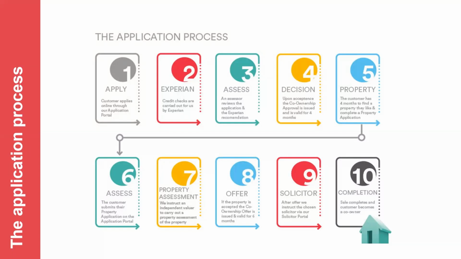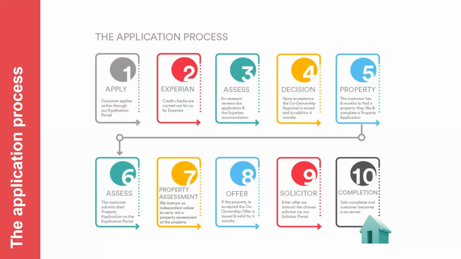Once our property assessment has been carried out, then at stage 8, we will issue our full offer, and that is valid for a period of 6 months. And what that essentially means is you'll have 6 months to get your mortgage application applied for, and also for the solicitor who's acting for you in the purchase of the property to carry out all of the legal conveyancing work that's required as well.